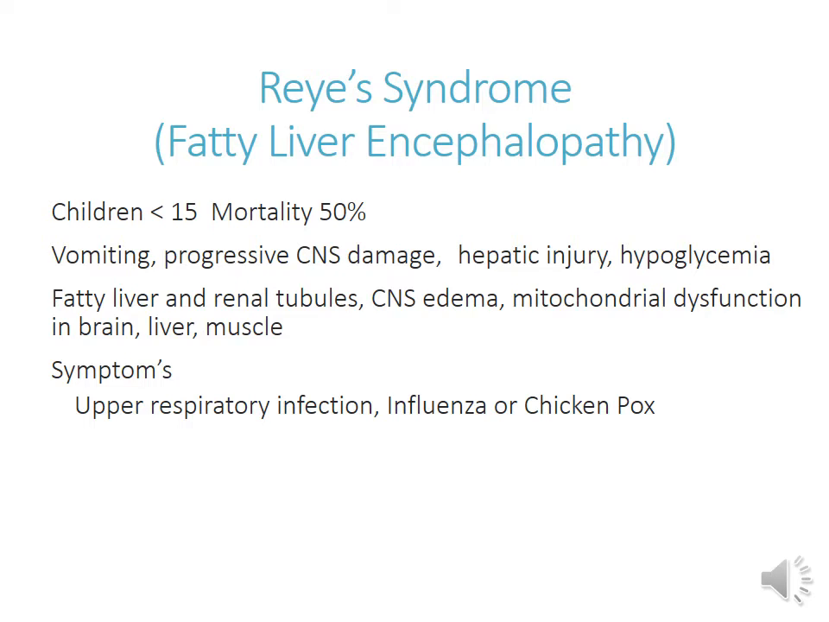You can end up seeing different phases of it, which I'll show you in just a second, but they include things like progressive CNS damage, hepatic injury, and hypoglycemia. Very significant hepatic issues like fatty liver can develop into full-blown hepatic failure, along with mitochondrial dysfunction, all kinds of bad things happening here. You typically see these patients in a post-viral case, where they have a fever secondary to something like an upper respiratory tract infection, flu, or chickenpox, and this is where they're most likely to develop Reye syndrome.